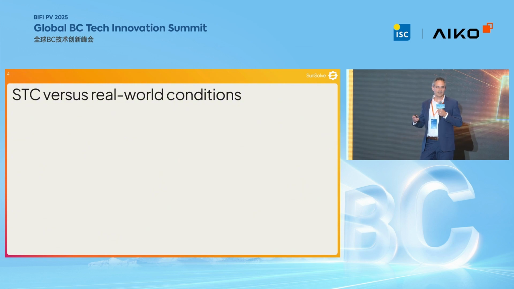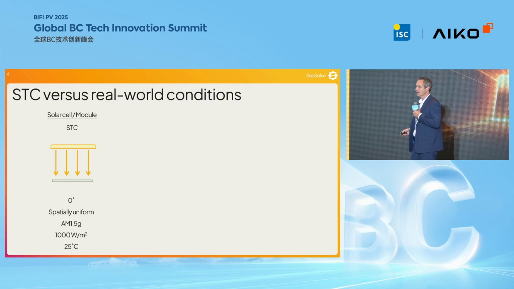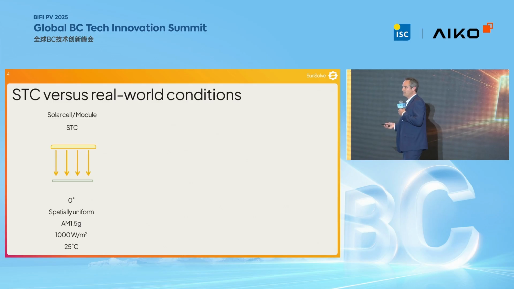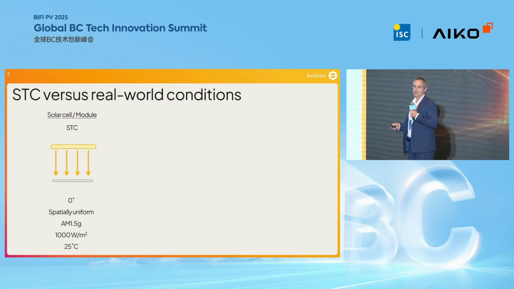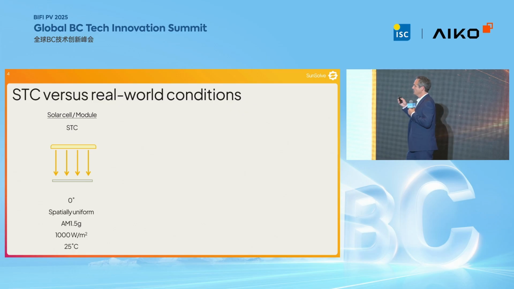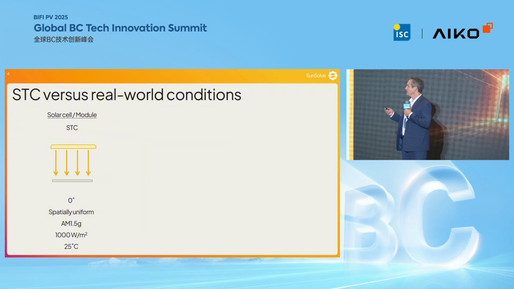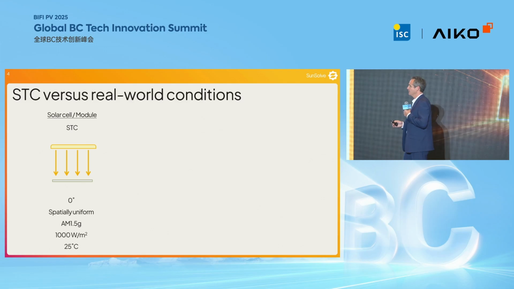So let's just take a little bit of a look at this kind of difference between the STC lab type conditions and the real world conditions. When we're in the lab, we tend to have standards, and the testing that we do, it's somewhat confined. We have a single incident angle, it's spatially uniform light, spectrum's controlled, the intensity, the temperature. We might vary those slightly, but for the most part, this is what we have.